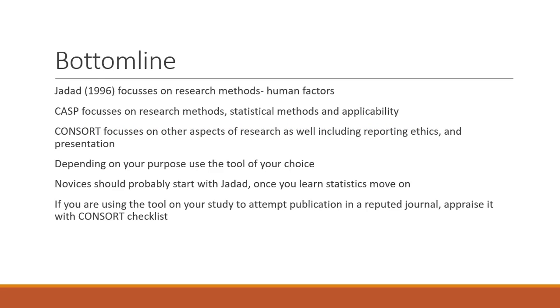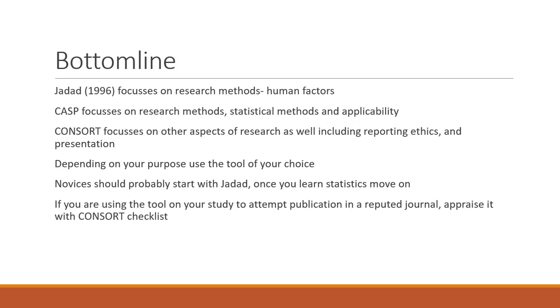So bottom line, when you're critically appraising RCTs, there are many more tools, but I have just taken 3. One is JADAD, which came out in 1996. So for 1996, it was good, but the thing is, it is still used. It focuses on research methods. It talks about the human factors. The CASP checklist focuses on research methods, statistical methods, and applicability. The consort checklist focuses on other aspects of research as well, including reporting, ethics and presentation.